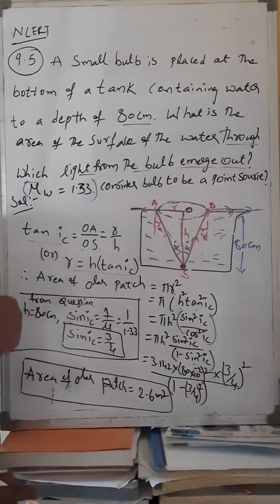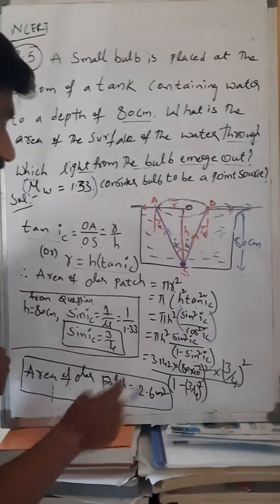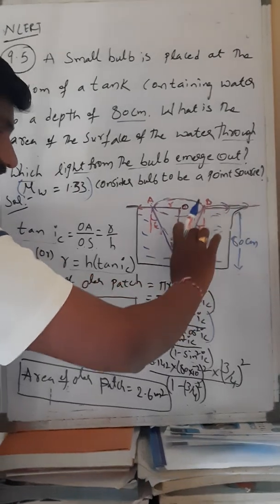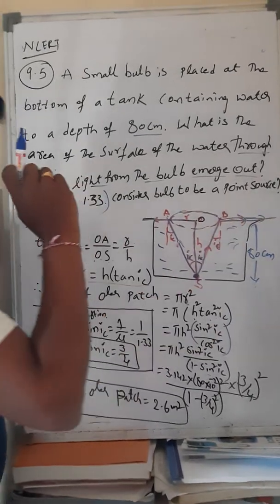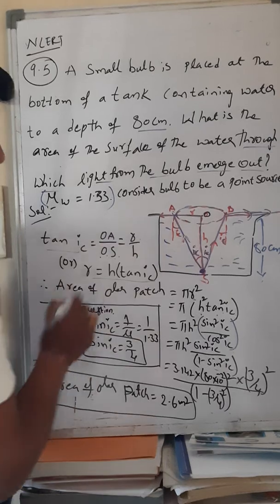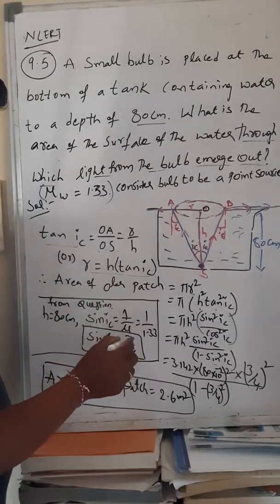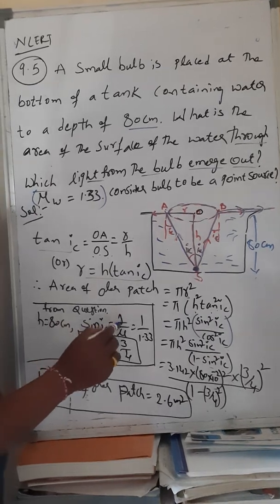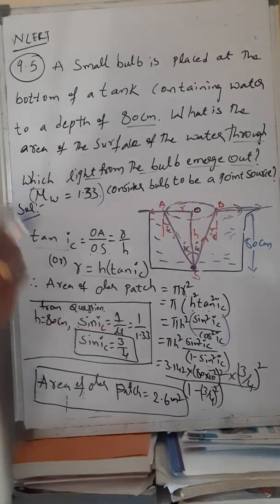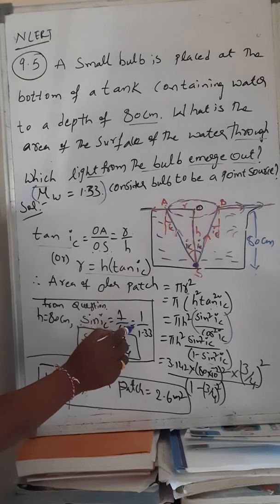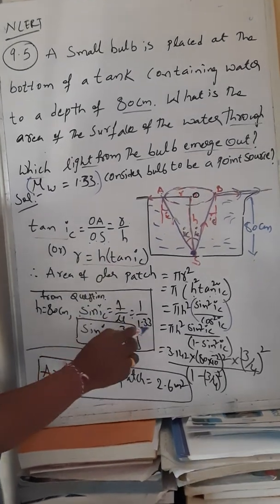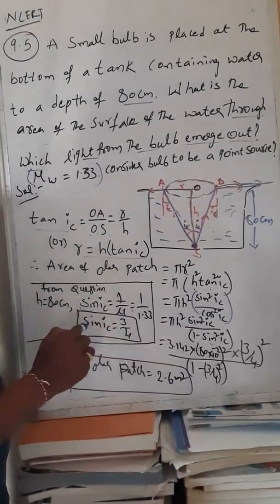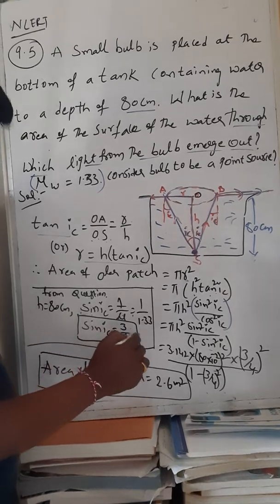Now to find the area of cross section, I need to know the sine IC value. From the given question, the light source is at a depth of 80 centimeters, and the refractive index of this medium is 1.33. Therefore sine IC equals 1 by mu, the critical angle relation with the refractive index. From that, 1 by 1.33, which can also be written as 3 by 4. Therefore sine IC is equal to 3 by 4.